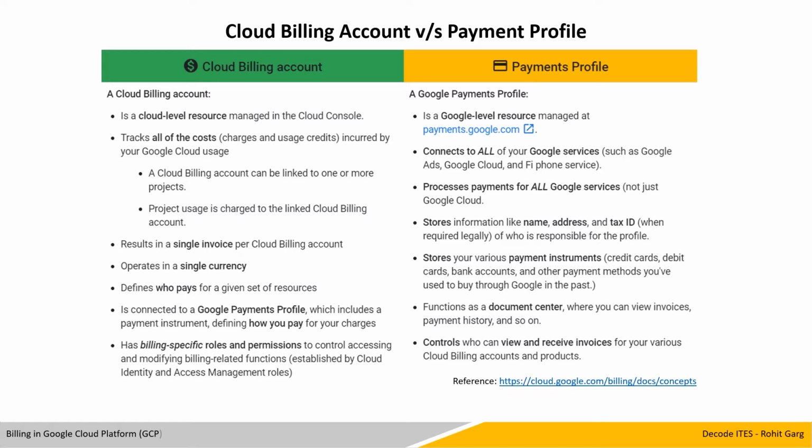Cloud billing account defines who pays for a given set of resources. This is the internal thing for your organization in cloud billing account, whereas payment profile stores the payment instructions, how actual payment will be made, either through credit card or checks or your bank account details. Cloud billing account is connected to Google payment profiles to have a final payment, and payment profile ensures the payment is successful and saves all the information in its storage area.